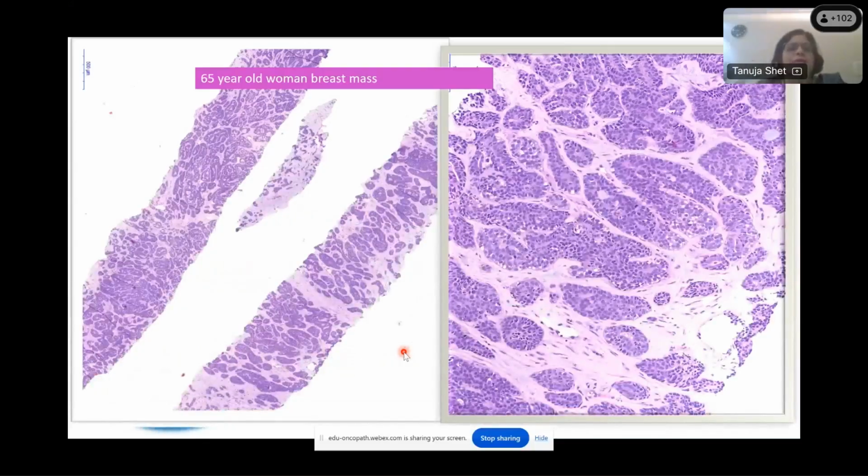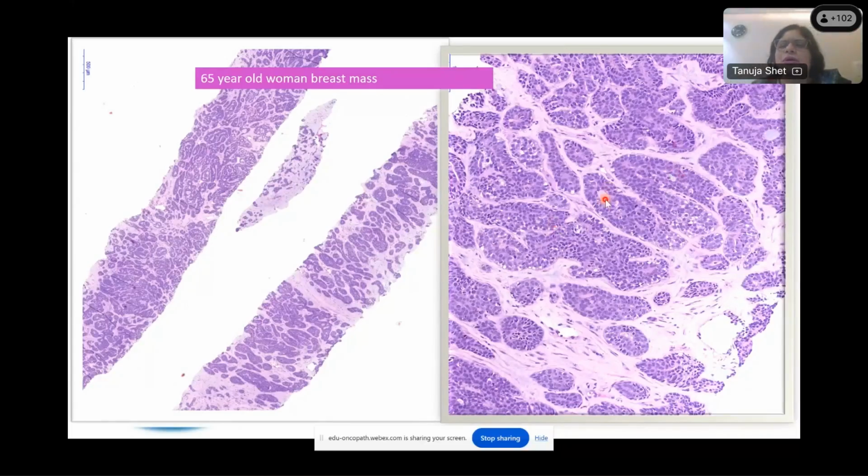Now let's look at another elderly woman. So interestingly, all these special types occur in older women. So this is a 65-year-old lady with a breast mass. Now this is something that all of you will recognize. Does it resemble anything in head and neck? Anybody? No?